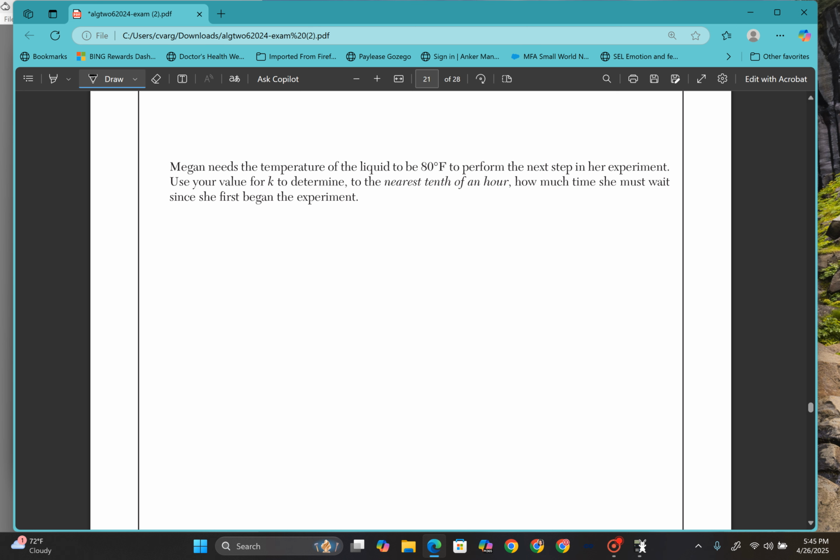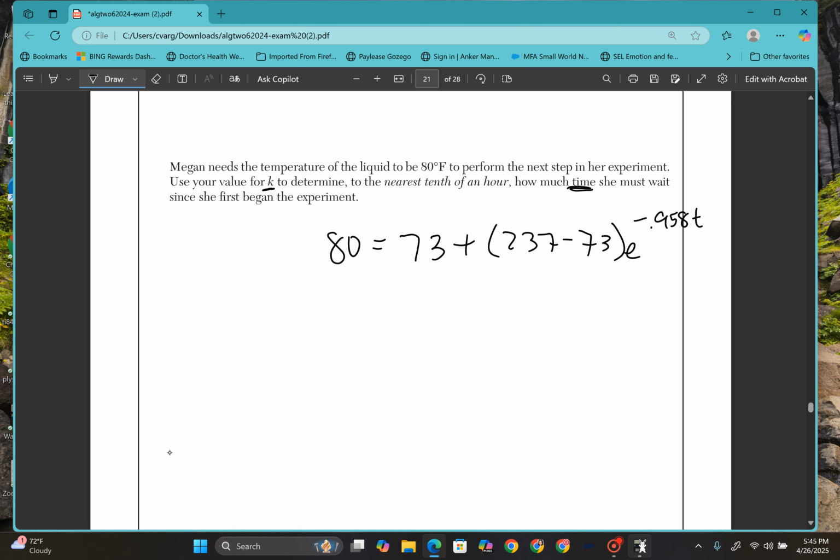All right, so for the next one, it says Megan needs the temperature of the liquid to be 80 degrees. So we want 80 degrees to be the answer, right? Before it was 112. To perform the next step in her experiment, use your value for k. So they want us to use that negative 0.958 again to figure out what our t, how much our time is. Okay, so 73 plus still 237 minus 73. It's still e. Don't forget that. It's negative 0.958. And now we have to figure out what our t is. And just like we did before, we can use our calculator.